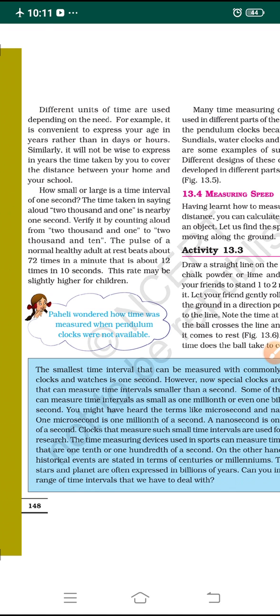Even the pulse of a normal healthy adult person at rest beats about 72 times in a minute. In 1 minute it beats around 72 times, so it is almost about 12 times in 10 seconds if you calculate in seconds. This rate may vary, sometimes slightly higher, sometimes slightly lower, and for children it may go up.